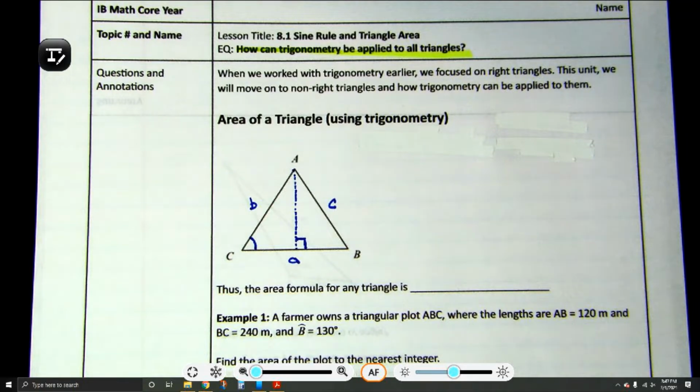So when we worked with trigonometry earlier, we focused only on right triangles, but this unit we're going to specifically focus on non-right triangles and how trigonometry can be applied to them. So the first thing we need to discuss is the area of a triangle using trigonometry.